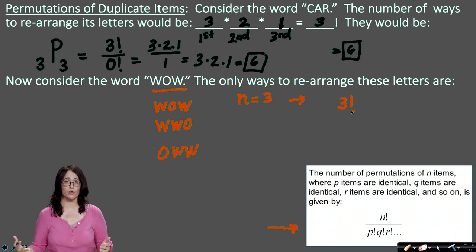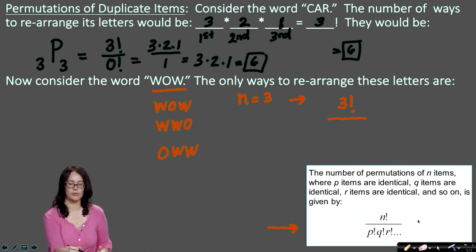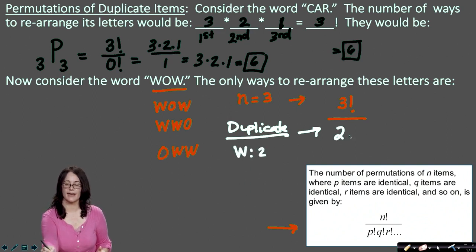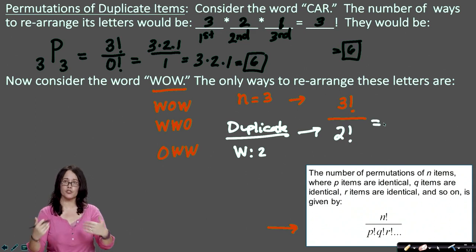That's what it normally would have been had there not been any which were repeated. But now we're going to divide out by those duplicate items. So who were my duplicate items? The letter W, good job. So the duplicates are going to go down here. The duplicate item W, how many times did it occur? Yep, twice. So I'm going to put 2 factorial in my denominator. For each duplicate item, you're going to put that number of times it occurs, I should say, factorial.